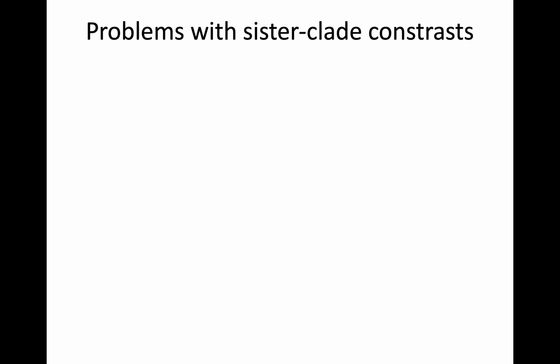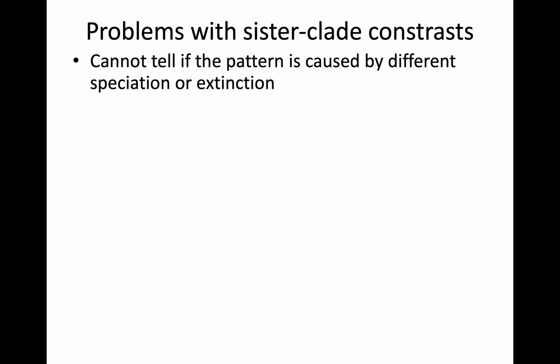However, with this approach there are some problems. One of them is that we don't actually know, or at least we can't tell just by doing this, whether the pattern is caused by differences in speciation rate or extinction rate. For example, it could be that the evolution of the spurs is something that somehow protects against extinction, so the net diversification rate is elevated, but it doesn't actually promote speciation. Maybe it's even the case that the sister clade has higher extinction and that speciation does not evolve anywhere.